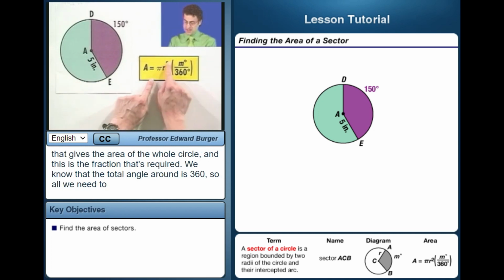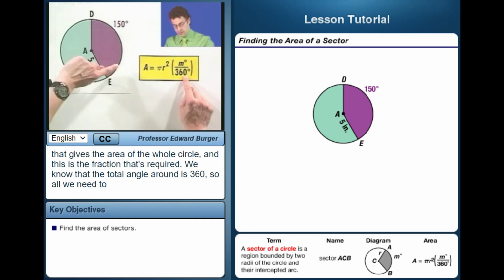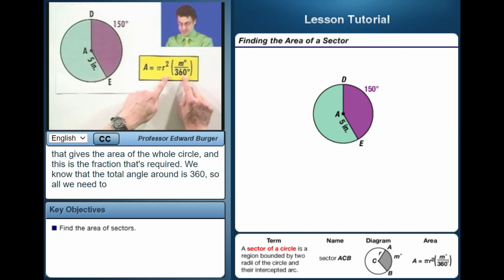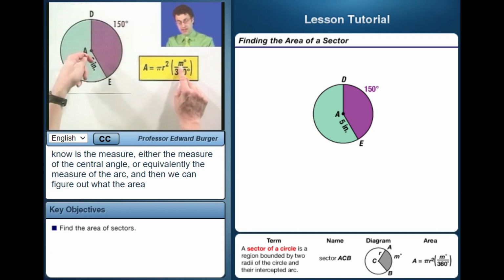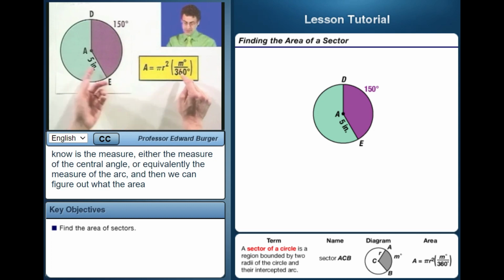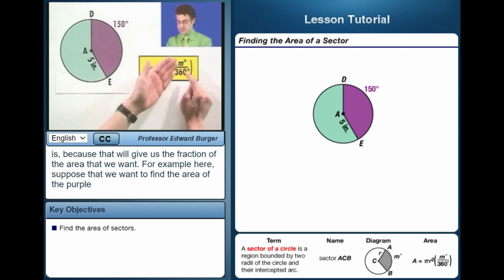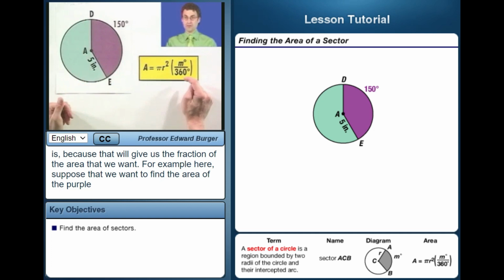Pi r squared gives the area of the whole circle, and this is the fraction that's required. We know that the total angle around is 360, and so all we need to know is the measure of the central angle or equivalently the measure of the arc, and then we can figure out the area, because that will give us the fraction of the area that we want.